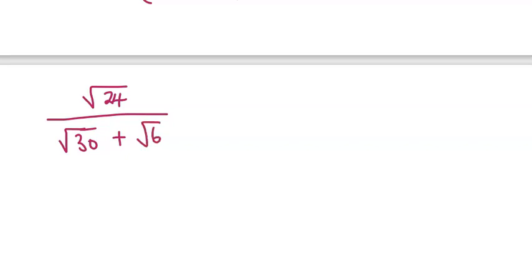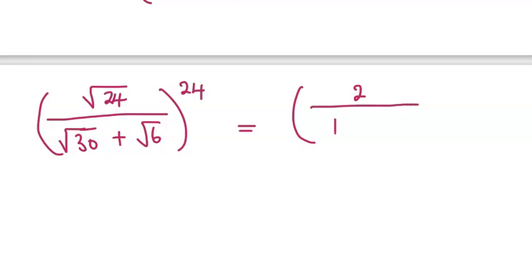Cool. So our expression now, which is the square root of 24 divided by the square root of 30 plus the square root of 6, whole raised to the power of 24, will be equal to 2 all over 1 plus the square root of 5, whole raised to the power of 24. Let us recall about the golden ratio, right?